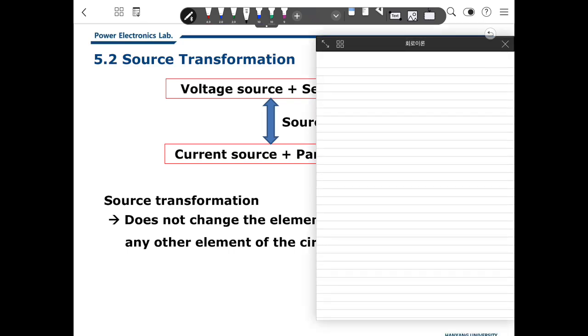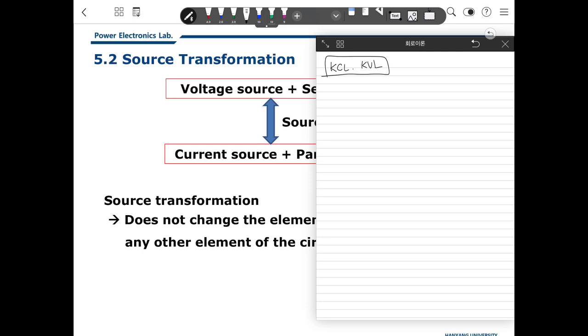From chapter 1 to chapter 4, we discussed what an electric circuit is, what voltage is, what current is, and the meaning of the analysis of an electric circuit. Then we discussed the laws that govern the electric circuit, that is, KCL and KVL.